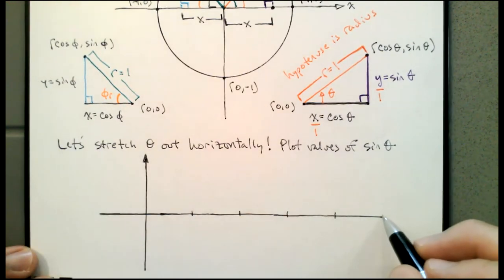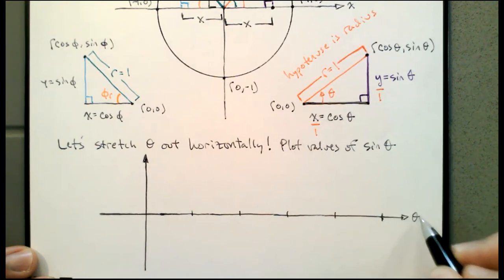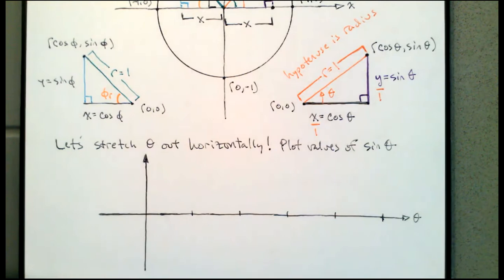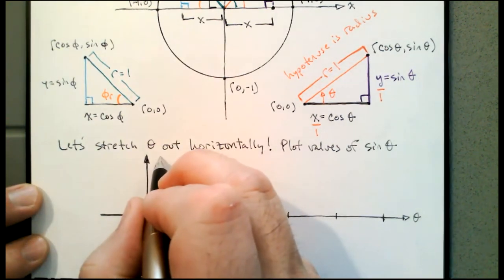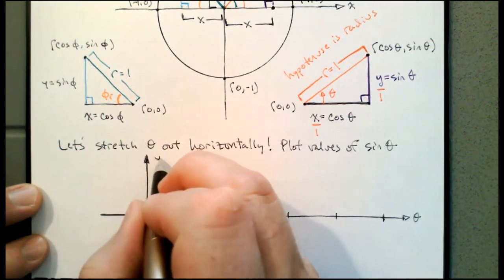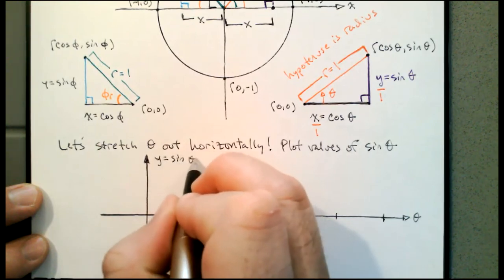So let's start plotting values horizontally. We're going to plot the values of sine of theta. Theta is going to run down here along the horizontal axis, and on the vertical axis, I'm going to put the values of sine of theta. I can call it y. I'll say y is equal to sine theta.